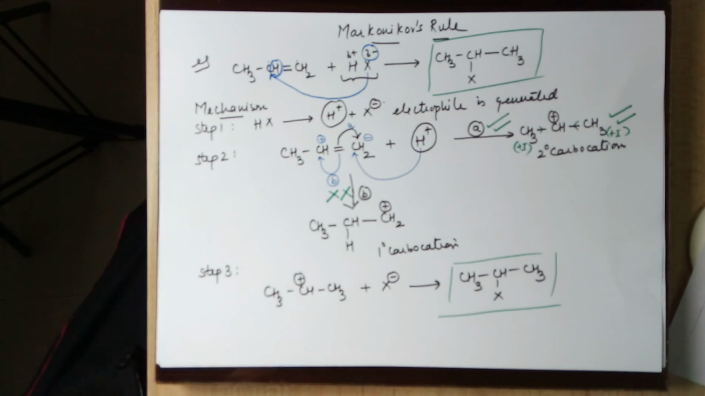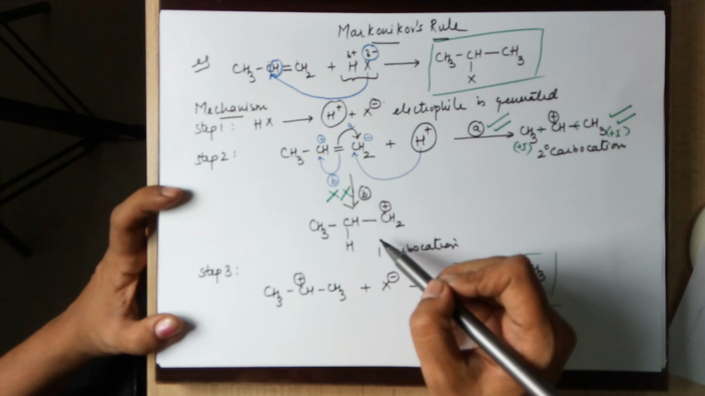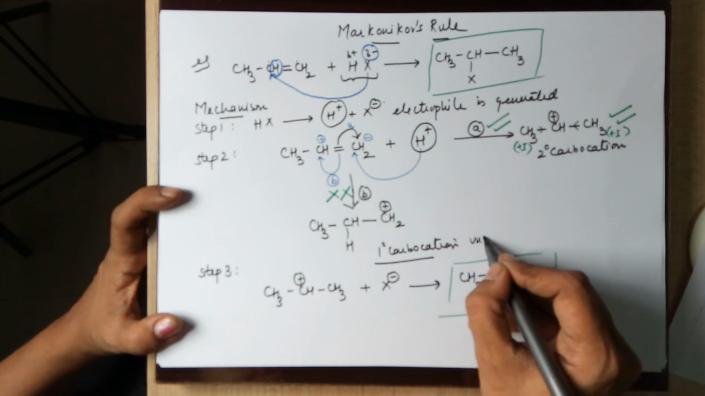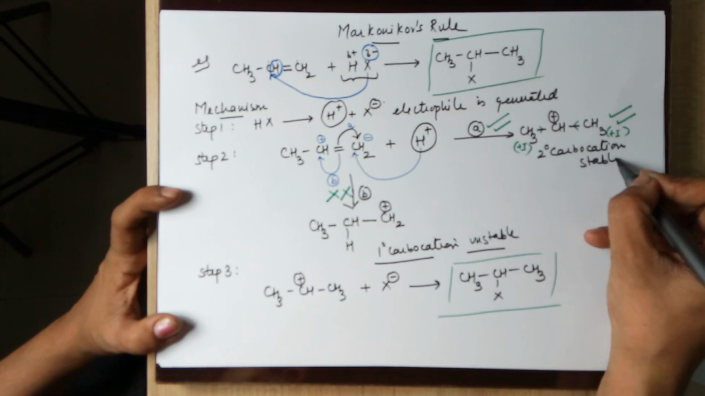The reasoning here is, why does the electrophile not attack here? It is because of the formation of a 1-degree carbocation, which is unstable, while the 2-degree carbocation is comparatively stable.